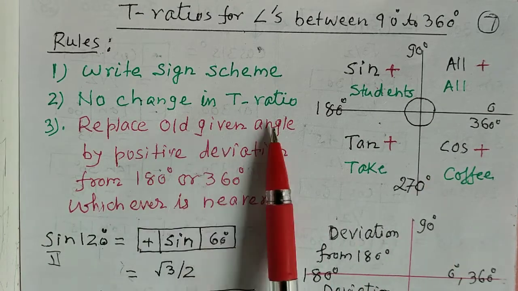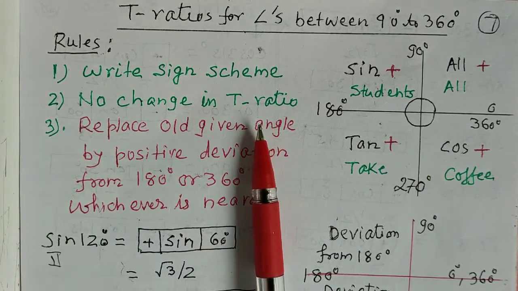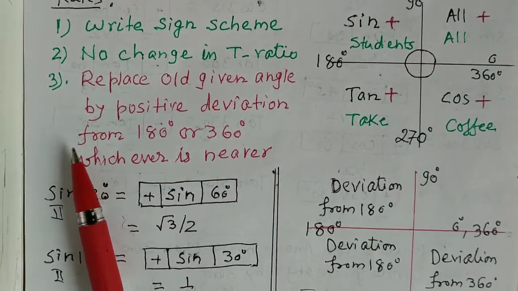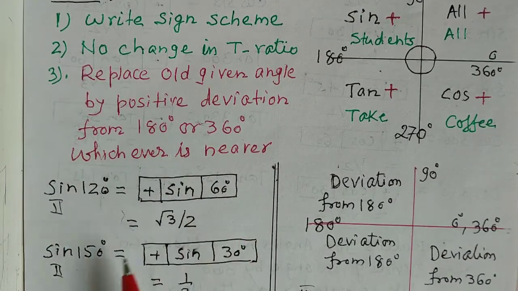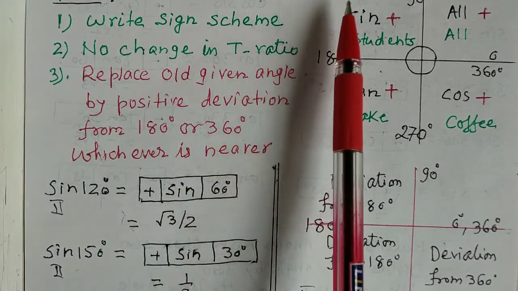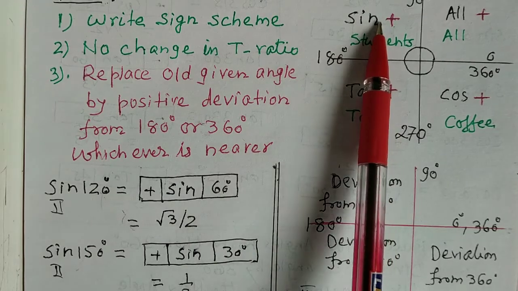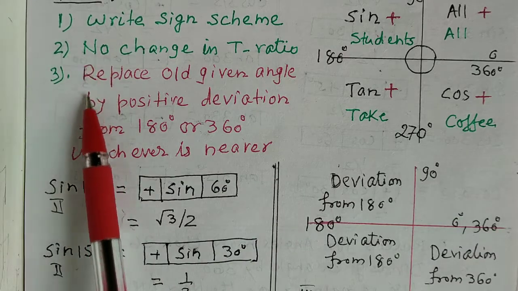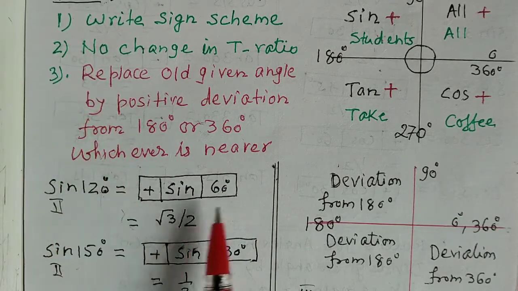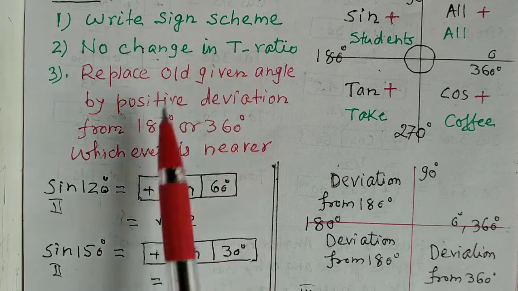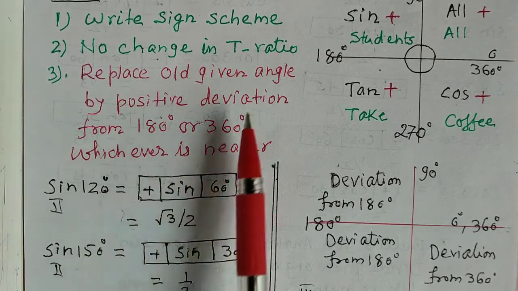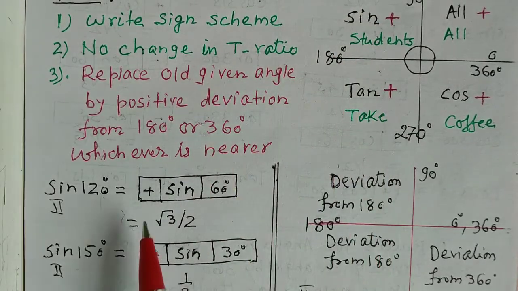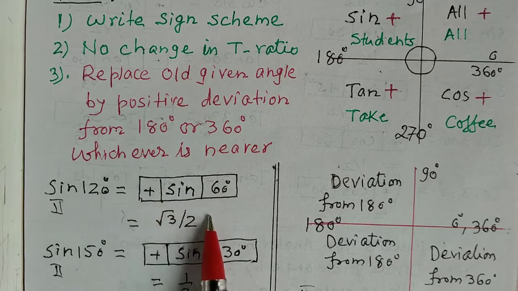After that, no change in the T ratio, means sine will remain sine. As for example, just see this question. What is the meaning of write the sign? Sine 120 degree. 120 degree belongs to this quadrant. Here sine is positive, so write positive. Prepare 3 boxes for 3 steps. Write the sign, so 120 degree and sine. 120 degree is in this quadrant, sine is positive, so positive. No change in T ratio, means sine remains sine.